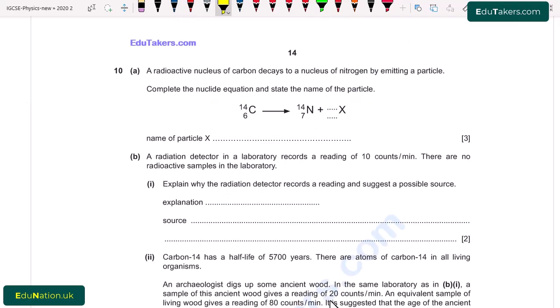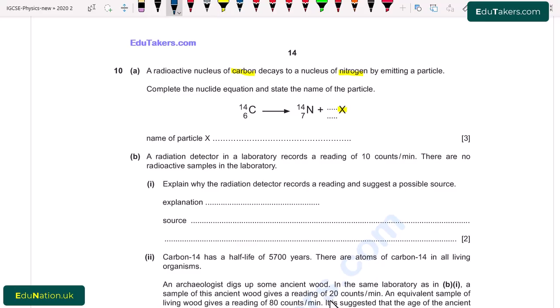Question number 10, Part A. A radioactive nucleus of carbon decays to a nucleus of nitrogen by emitting a particle. Complete the nuclide equation and state the name of the particle. Here we have to tell the name of this particle X and also have to complete this equation.